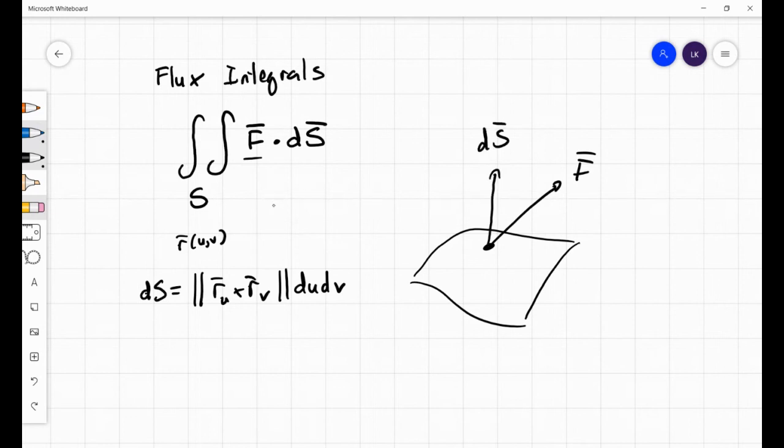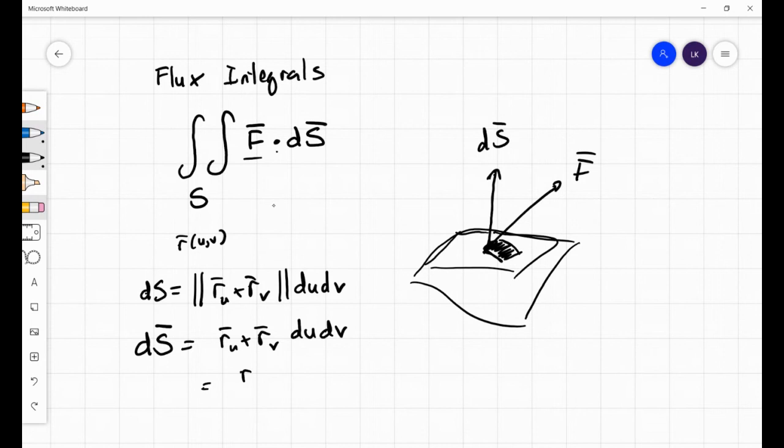dS represents a vector that's normal to the surface, and its magnitude is the differential area element on that surface. The only part of the vector field that contributes to the flux through the surface is the part that's perpendicular to the surface. That's why we have the dot product. So here, dS, as you've probably seen in class, is simply the cross product without the magnitude, because that includes both a unit normal to the surface times the differential area element, where the unit normal would be the result of this cross product, but normalized.